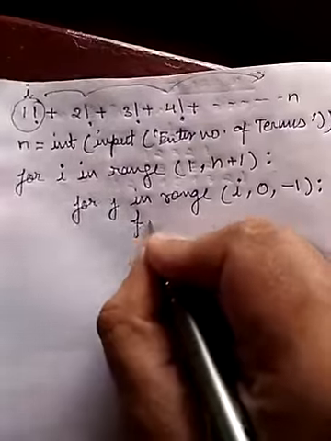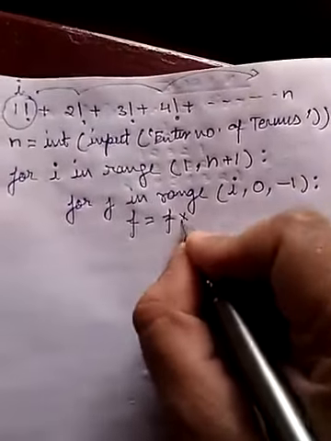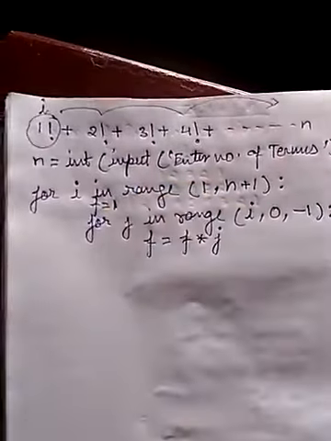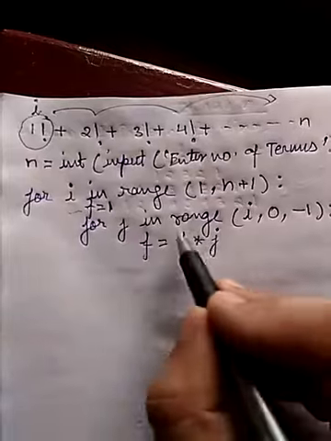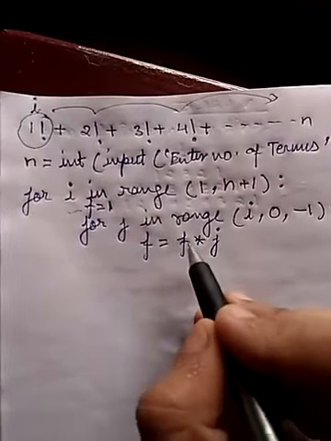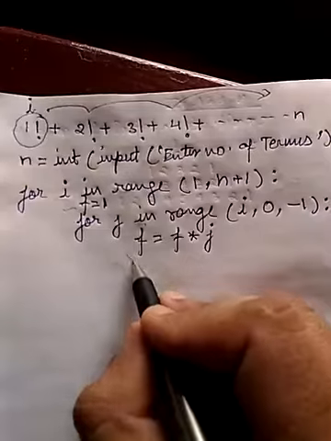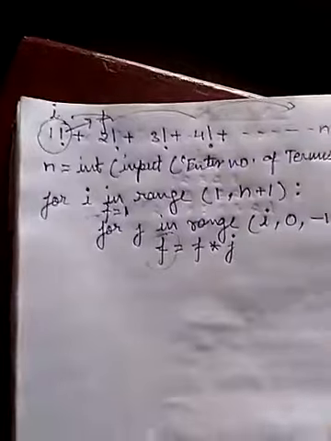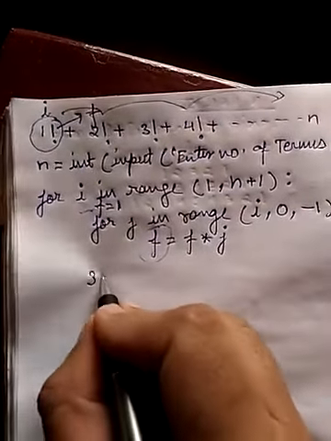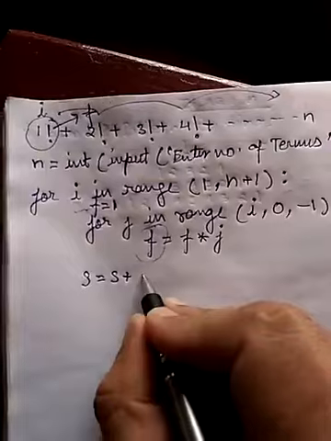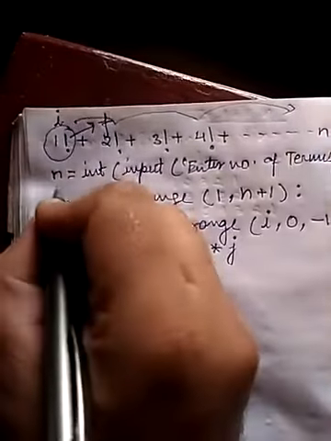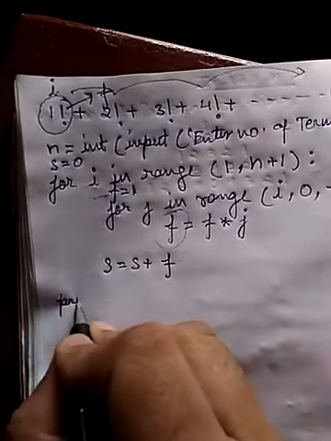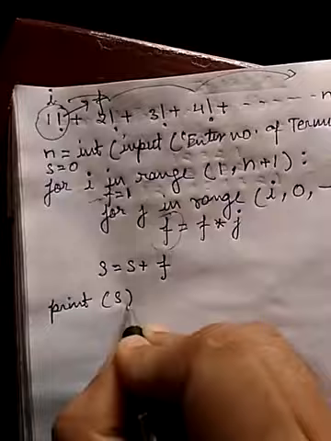So I am calculating the factorial. Factorial equal to factorial into j. Starting value of the factorial is 1. So whenever the I changes, it will again calculate the factorial of that number. The factorial of I is calculated in f. So after the loop, sum equal to sum plus factorial. Starting value of the sum should be 0. After the loop, we are writing print sum.